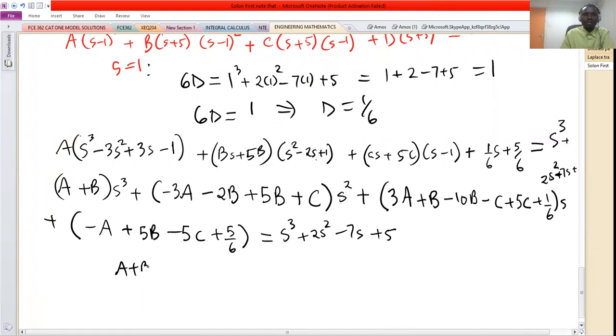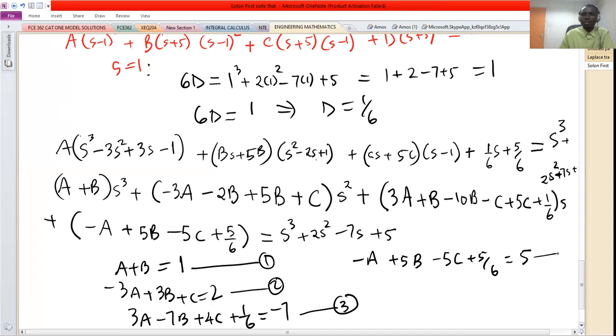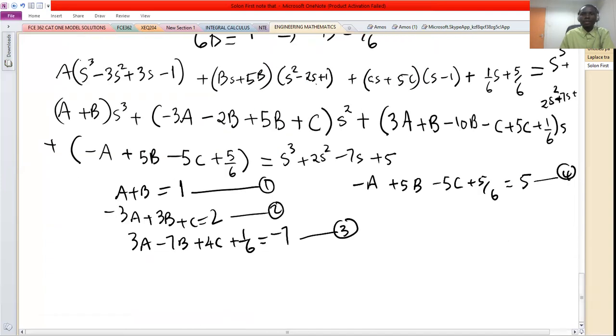So we have a plus b equals the coefficient of s squared here, which is 1. Then we have minus 3a plus 3b plus c equals 2. And then another one will be 3a, minus 7b, plus 4c plus 1 over 6, equals the coefficient, which is minus 7, and then minus a plus 5b minus 5c plus 5 over 6. The constant on the other side is 5. So calling this equation 1, this one equation 2, this one equation 3, this one equation 4, then you solve that system in A, B, C.